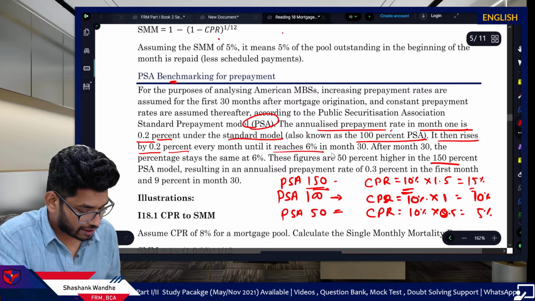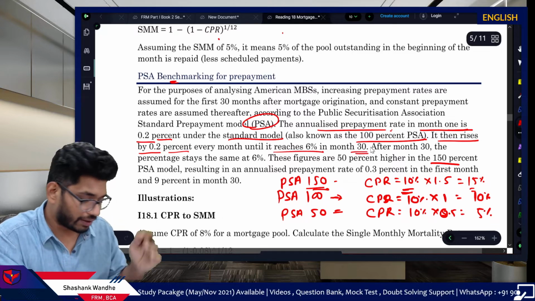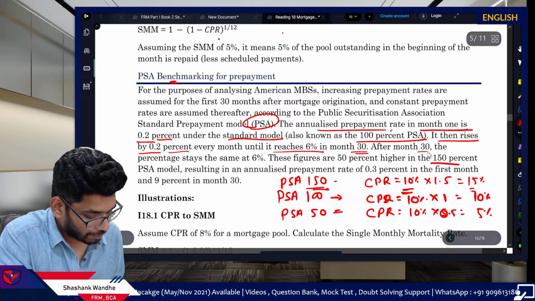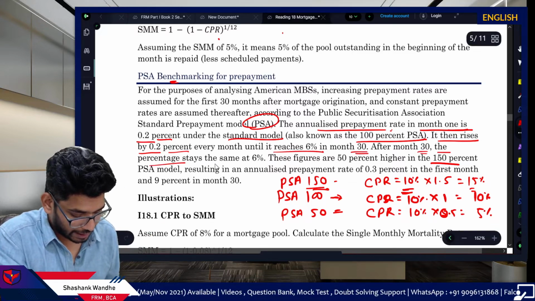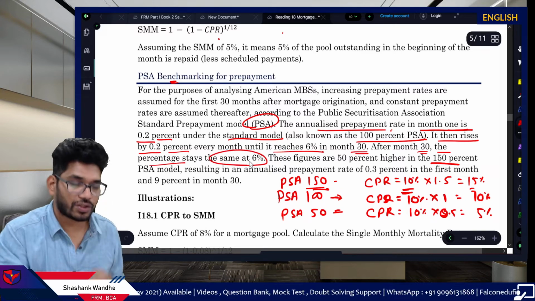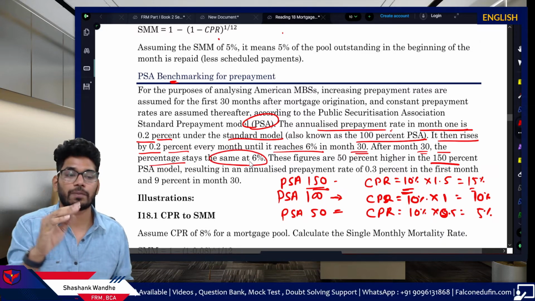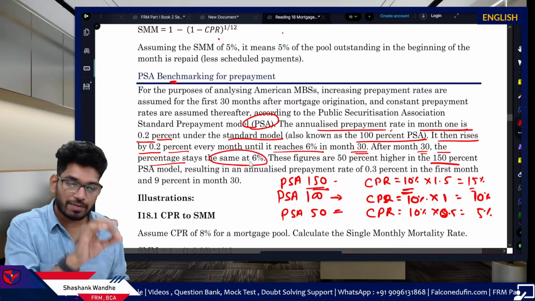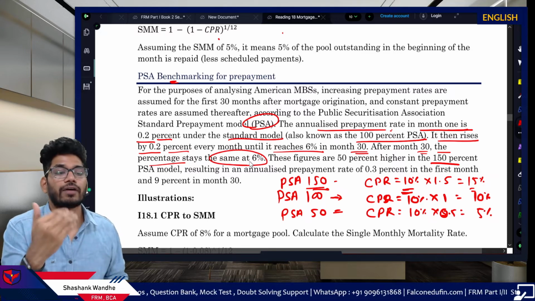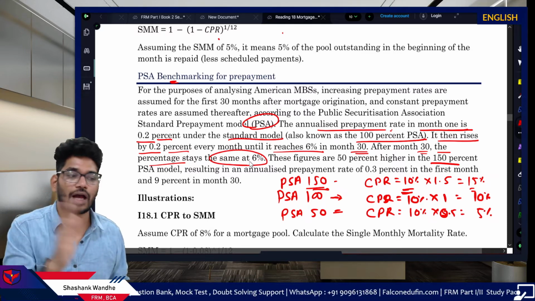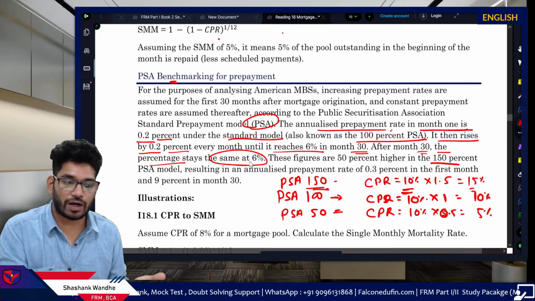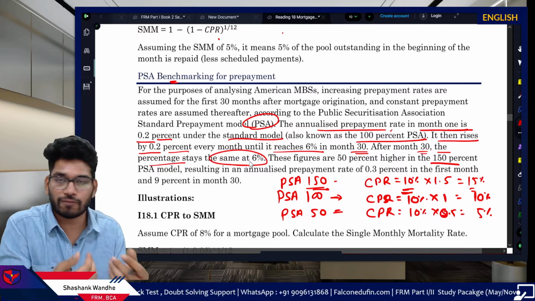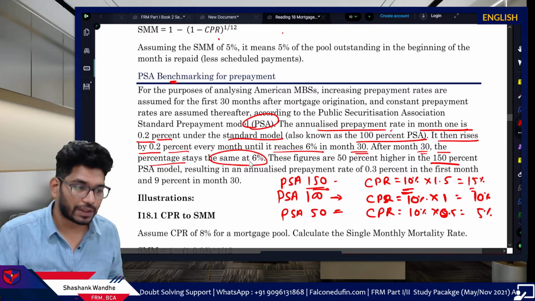And it reaches 6% in month 30. And after month 30, the percent stays the same at 6%. So this is the information you need to remember at 100 PSA. The standard model says this. But when you are going for the exam, you have to use whatever base, or whatever information, is given in the exam.